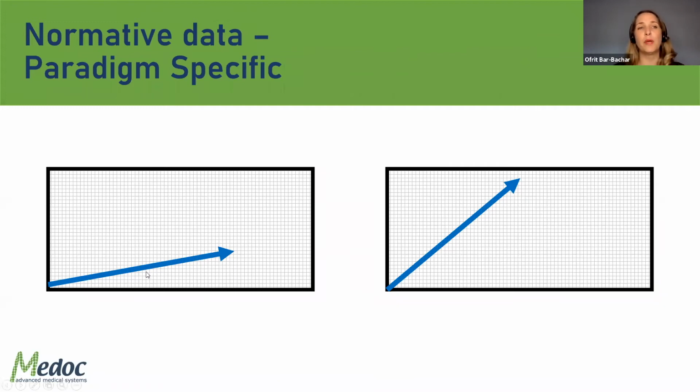Another thing that we need to remember is that normative data is very much paradigm specific. For instance, if we use a rate of 1 degree per second, and then we use a rate of 5 degrees per second, you can imagine that in a reaction time inclusive test, the test results will be very much different.